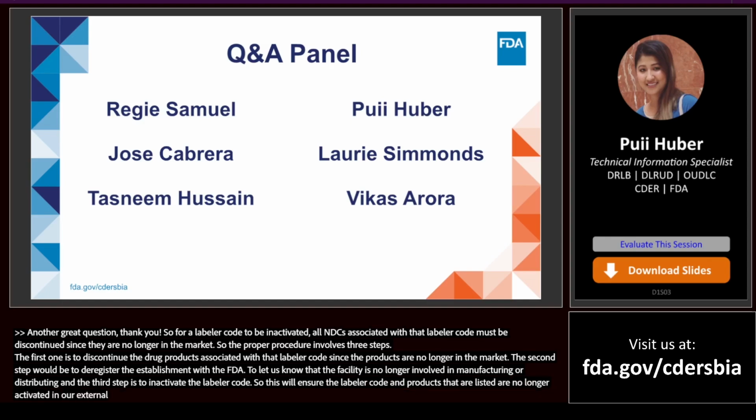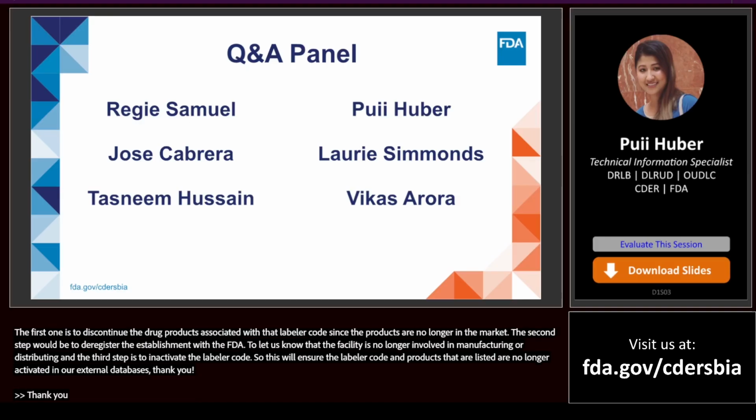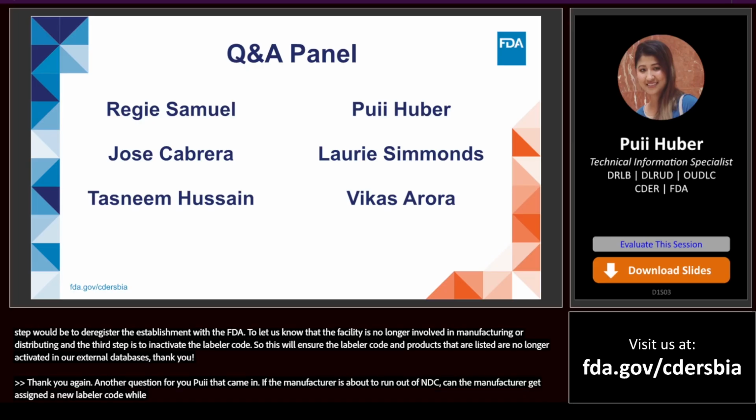Thank you again. Another question for you, Puii, that came in. If the manufacturer is about to run out of NDCs, can the manufacturer get assigned a new labeler code while still having the old labeler code? Another great question and an important one. So thank you again for bringing this up.